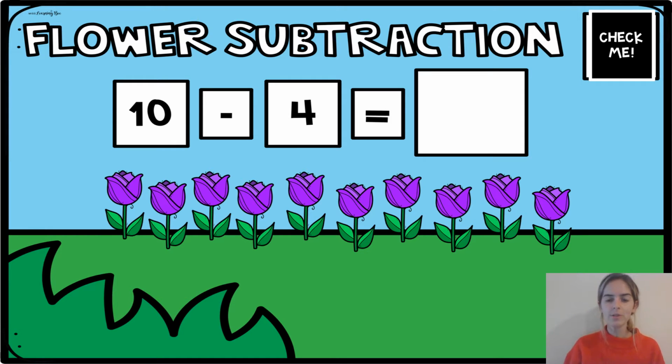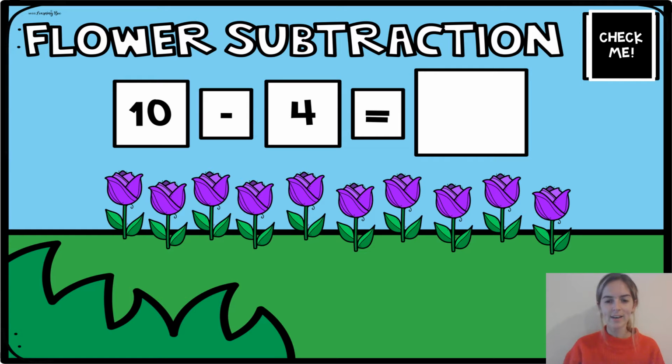So I'm going to give you some time now to work this out on a piece of paper. You could draw flowers, or you could draw circles or squares, anything to represent the 10, and then you need to take 4 away. And what are you left with? So do that now and then come back and we can work it out together.